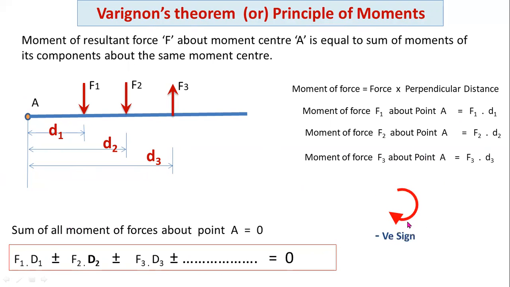Here for a clockwise moment, you have to consider negative sign. For an anti-clockwise moment, you have to consider positive sign. So here plus indicates anti-clockwise moment, and negative sign indicates clockwise moment.